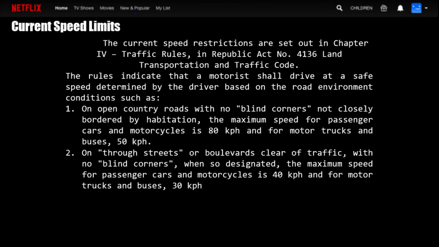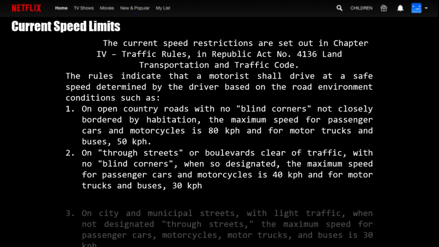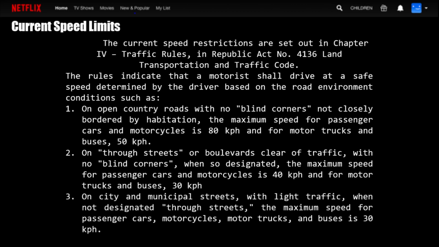km per hour. 2. On through streets or boulevards clear of traffic with no blind corners, when so designated, the maximum speed for passenger cars and motorcycles is 40 km per hour, and for motor trucks and buses, 30 km per hour. 3. On city and municipal streets with light traffic, when not designated as through streets, the maximum speed for passenger cars, motorcycles, motor trucks, and buses is 30 km per hour.